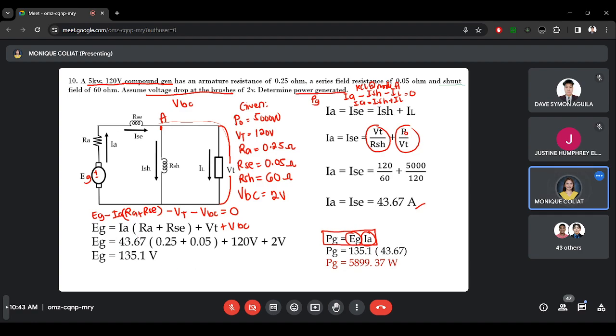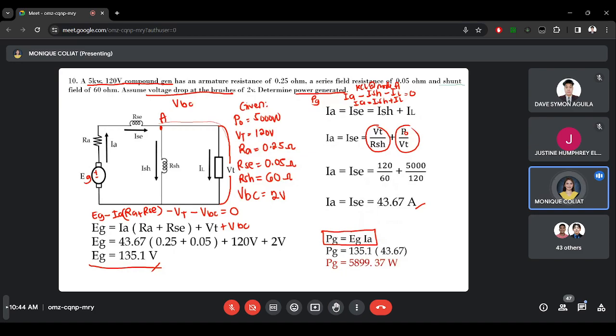So, your IA is 43.67 times 0.25 plus 0.05 plus 120 volts, which is your VT, and your VBC is 2 volts. Then, EG is equals to 135.1 volts. Okay, so we have now EG and IA.